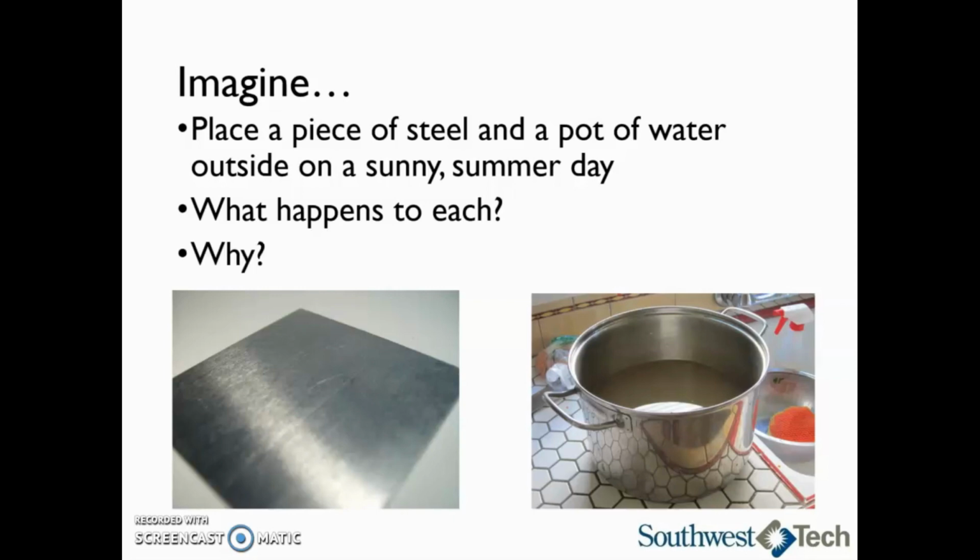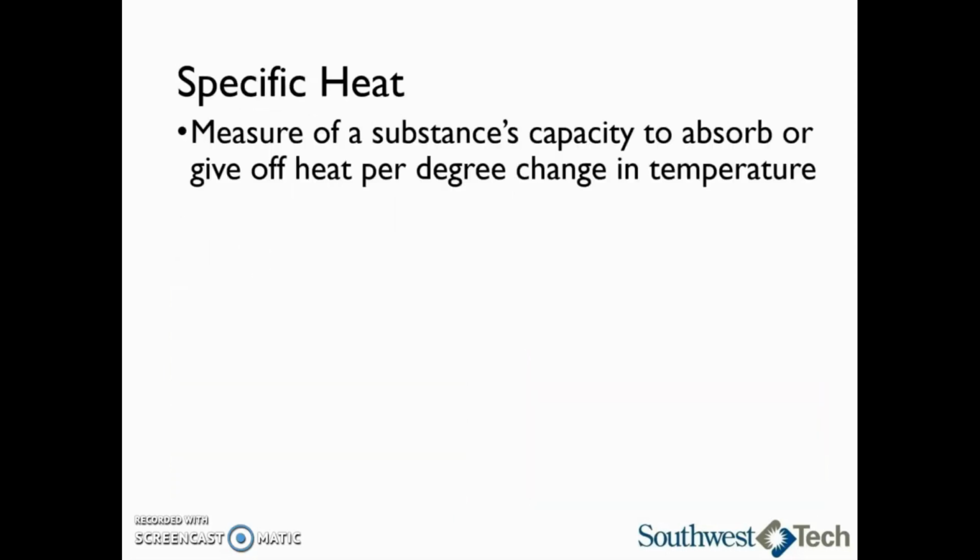Why does this happen? Well, water has a greater capacity to absorb heat and energy, whereas steel cannot absorb as much heat. This is one reason why water is so useful in cooling applications like power plants. Water can absorb a lot of heat without its temperature changing very much, unlike steel, whose temperature changes quite a bit. The specific heat of a substance is a measure of the substance's capacity to absorb or give off heat per degree change in temperature.